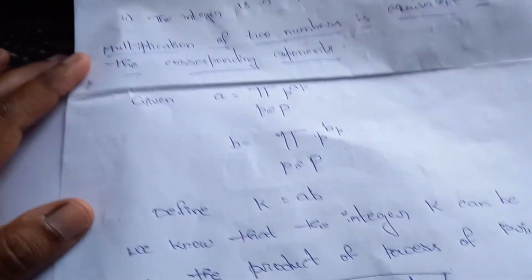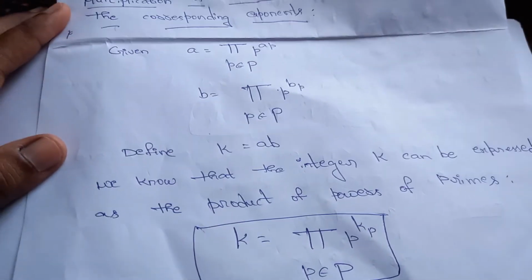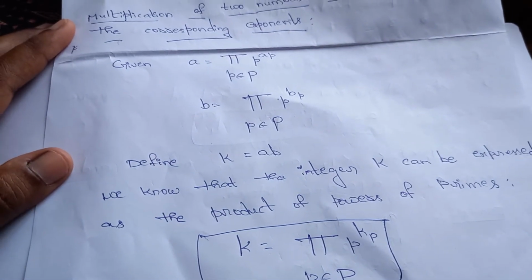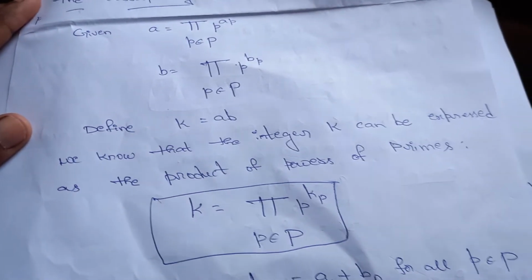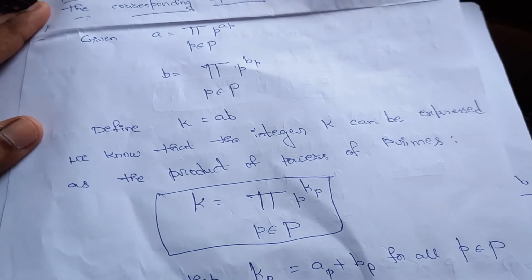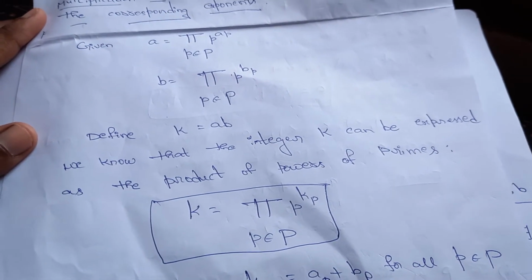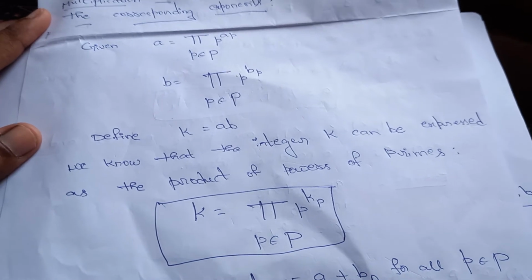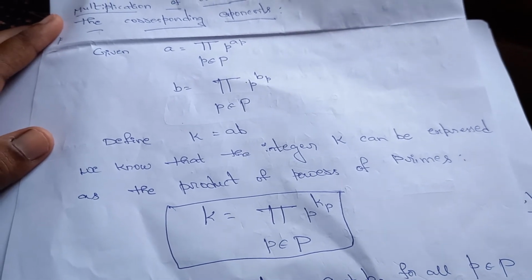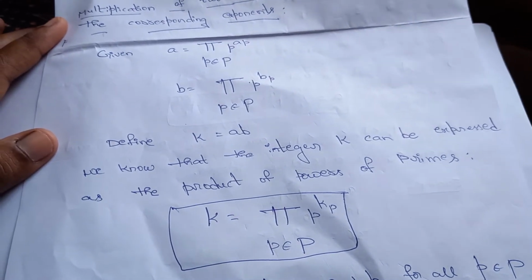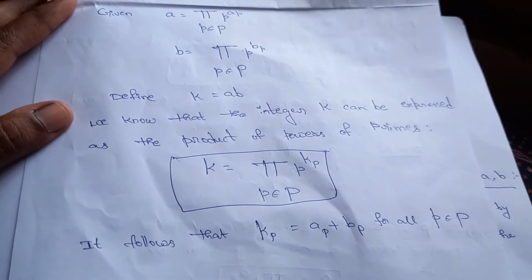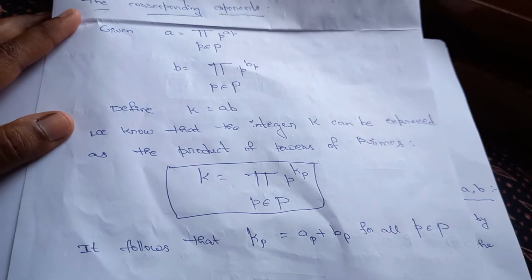Okay, we should prove that. Consider A and also B. We know that the integer k can be expressed as the product of powers of primes. Just as we are taking A and B, we are taking k also. Next, k_p equals, that means, k = ab.